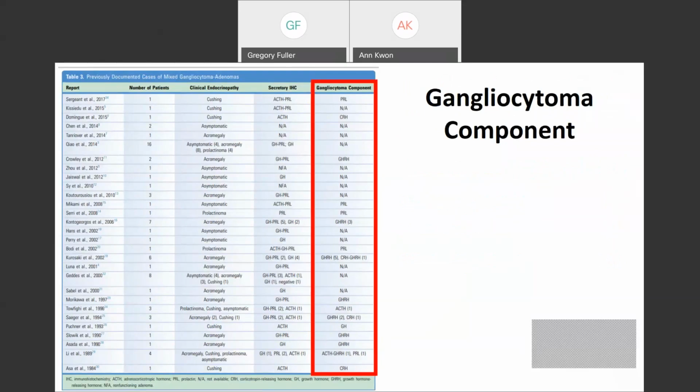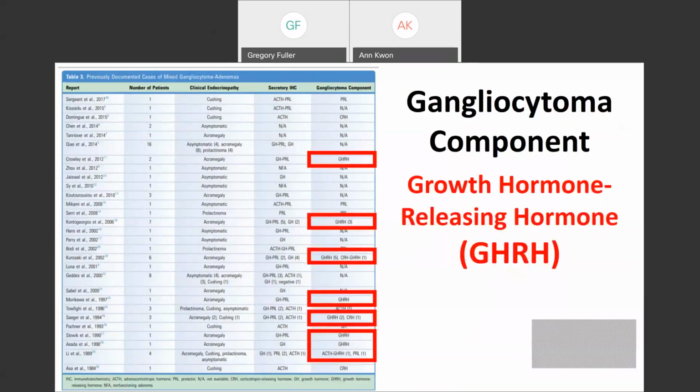All right, now let's go back to that question. I don't think anyone answered this correctly. The gangliocytoma component typically does not express growth hormone, but it expresses a related molecule, as did our case, which was tested for at a referring institution, and that's growth hormone releasing hormone, GHRH. Yes. Doesn't that sort of make sense?